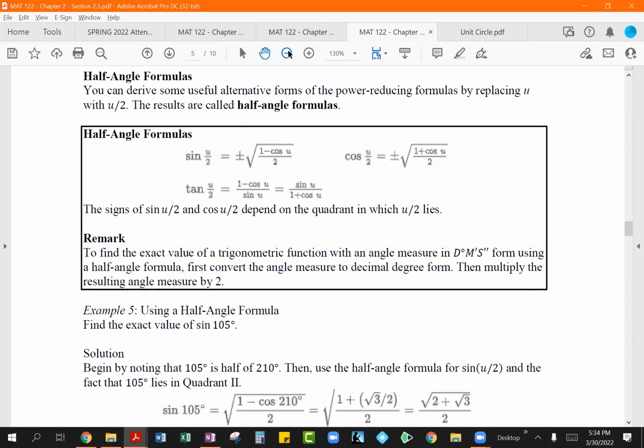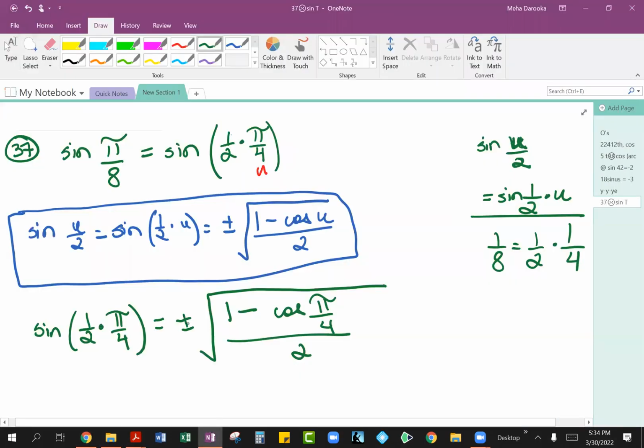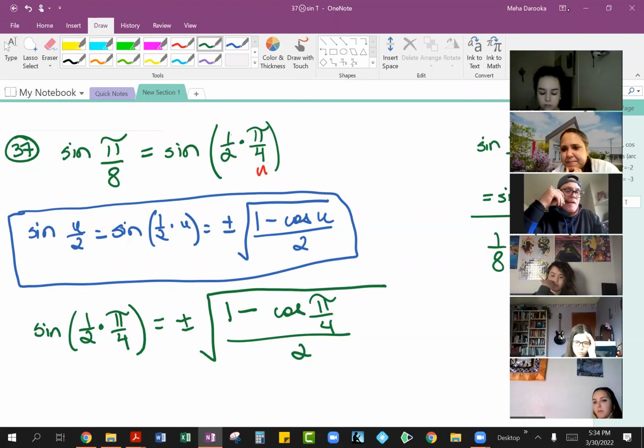And the other thing, just as a note, you should look at that remark over here. They're telling you the sign of your sine of u halves and cosine of u halves will depend on the quadrant in which your u half will lie. So what quadrant are we going to be in? Because we need to decide if we will have a positive or a negative sign here. Which quadrant do you think our angle pi over 8 is falling into?